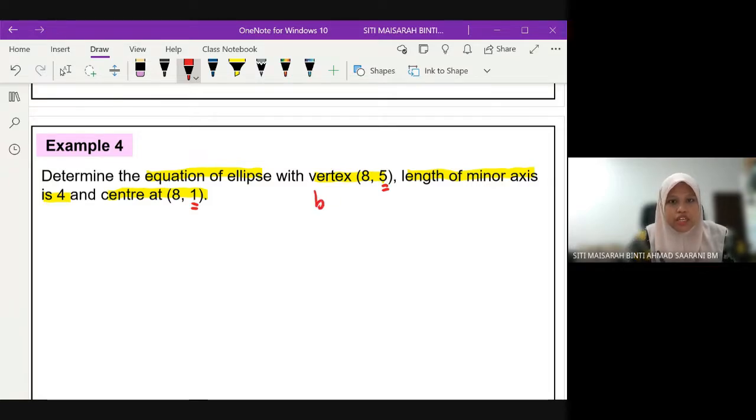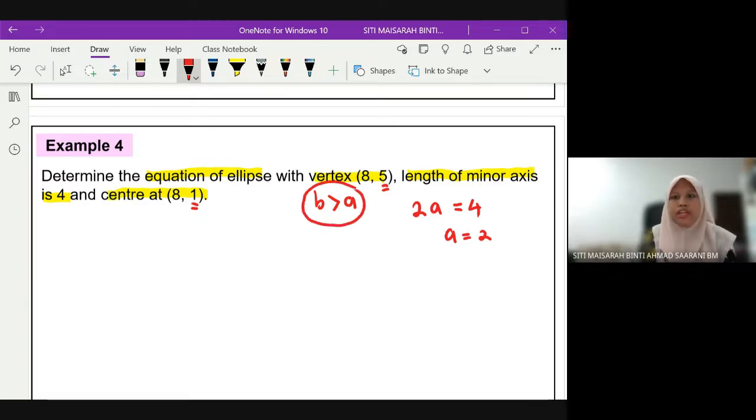So B is more than A. So we know already that B is more than A. So the length of the minor axis is 2A, and 2A equals 4. So A equals 2. Okay, so this is important information, B more than A. Only then do we know which one is which, from the length of the minor axis. Okay, so we already know the center is (8, 1). So h equals 8, k equals 1.